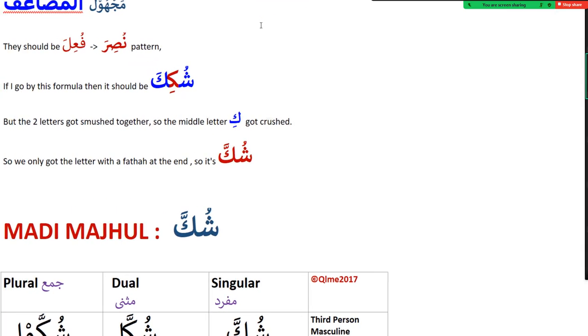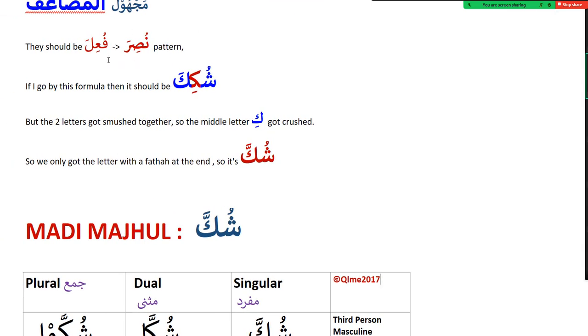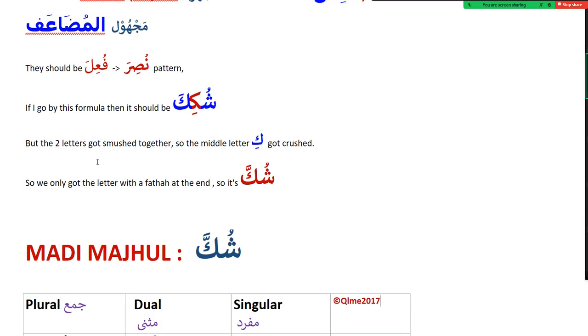If it is fa'ala, it's going to be fu'ila for the madi majhul. Or if it was nasara, it's going to be the nusira pattern. But for these irregular verbs, if I go by this formula, it should be shukika, like nusira or fu'ila. But the two letters got fused together, so the middle letter ka with a kasra, ki, got crushed, and we only get the letter with a fatha at the end.